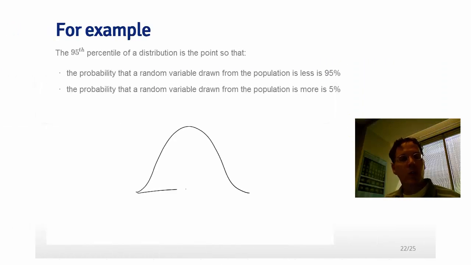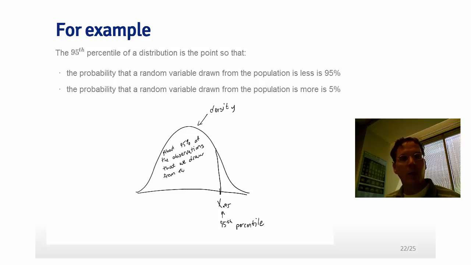We're going to use quantiles a lot, so it's worth reinforcing this point. So the 95th percentile of a population distribution is the point such that the probability a random variable drawn from that population is less than that value is 95%, and the probability that a random variable drawn from that population is more is 5%.